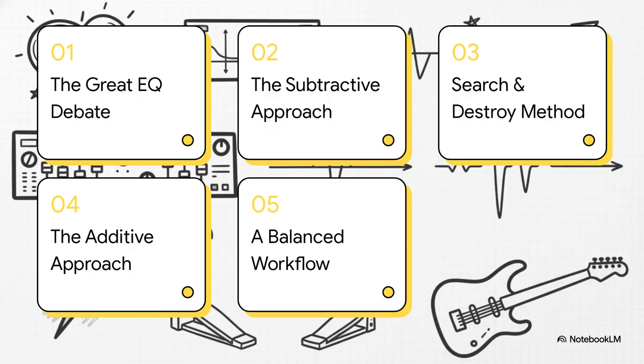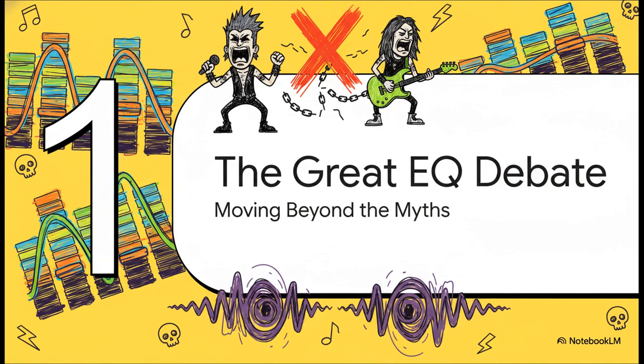So here's what we're going to cover. We'll look at the whole EQ debate. Then, dive into subtractive EQ for fixing problems. We'll cover the search and destroy method. Then we'll get to the fun part, additive EQ for creating awesome tones. And finally, we'll pull it all together into a workflow you can actually use. Okay, let's jump right in.